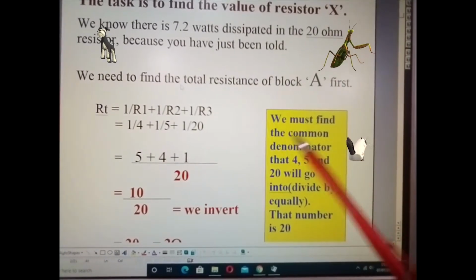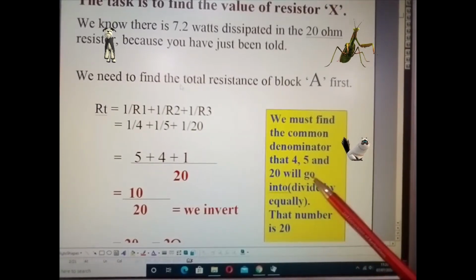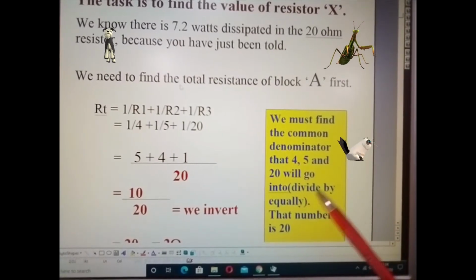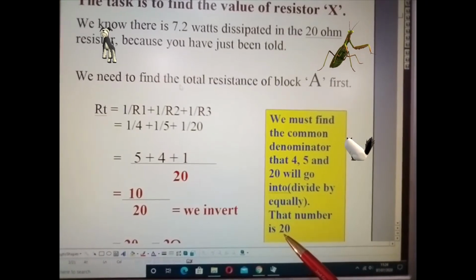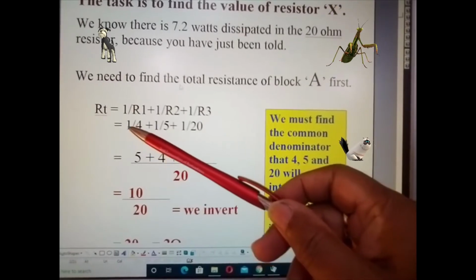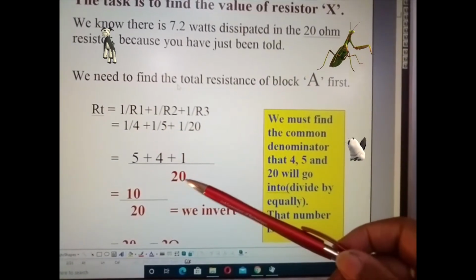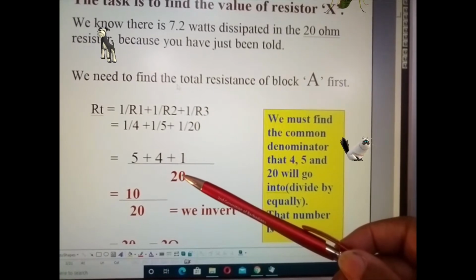We must find the common denominator that 4, 5 and 20 will go into. That's divide by equally. That number is 20. Okay. So having arrived at that, we then put 1 over 4, 1 over 5, plus 1 over 20. That 20 is a common denominator, okay?